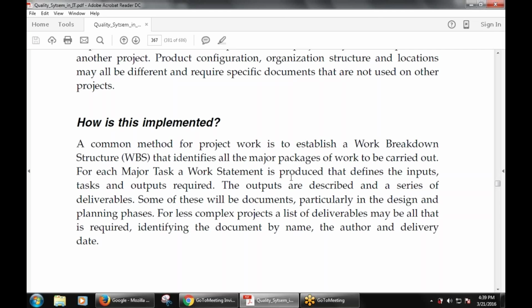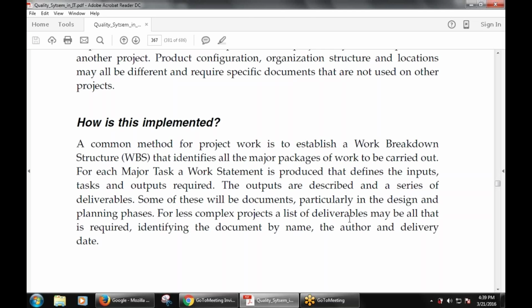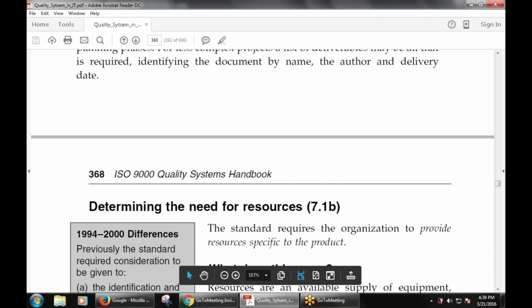For a less complex project, our list of the deliverables may be all that is required, identifying the documents by their name, that is required for the data gathering and for the data storage, and identifying the document by their name, authors and the delivery name.